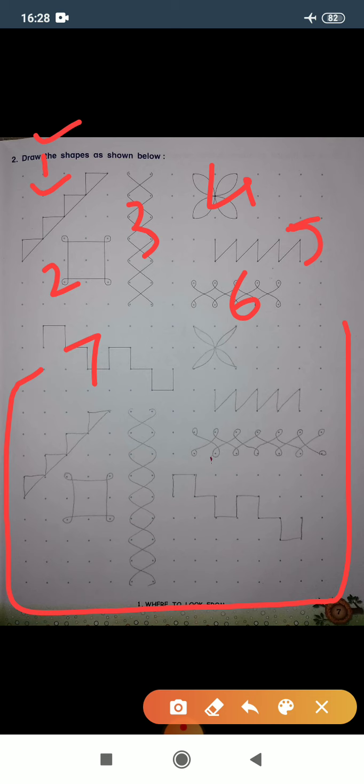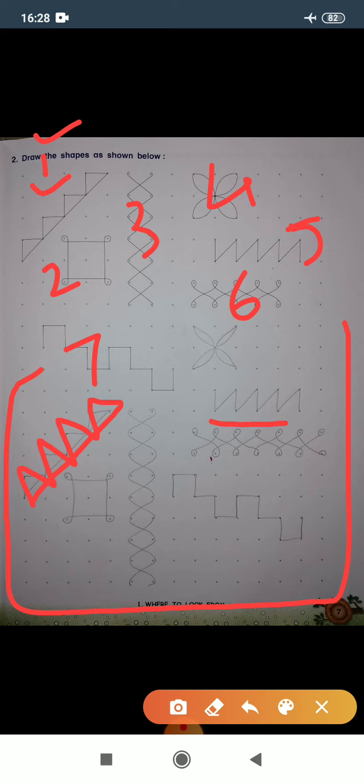So you can see here I have already drawn some shapes. Actually all the shapes I have drawn here with the help of pencil. So with the help of joining the dots we can draw these shapes. Again in these shapes many horizontal lines, many vertical lines.